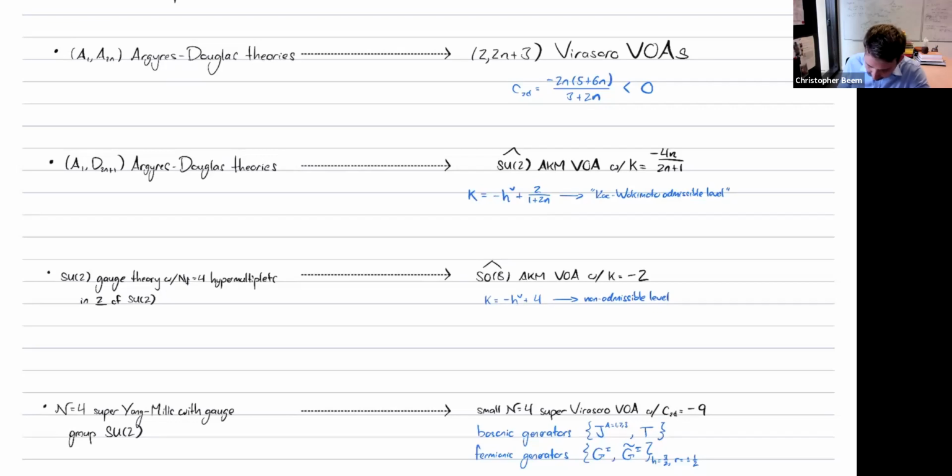Then you go to another class of these Argyres-Douglas theories, the so-called A1, D odds. And here you run into theories where the vertex algebra is just, quote unquote, just an affine Kac-Moody vertex algebra. But you get some interesting, funny, negative rational levels. So the level of the Kac-Moody for the A1, D(2n+1) is -4n/(2n+1). You can write -4n/(2n+1) as minus the dual Coxeter number of SU(2), which is 2, plus 2/(2n+1).